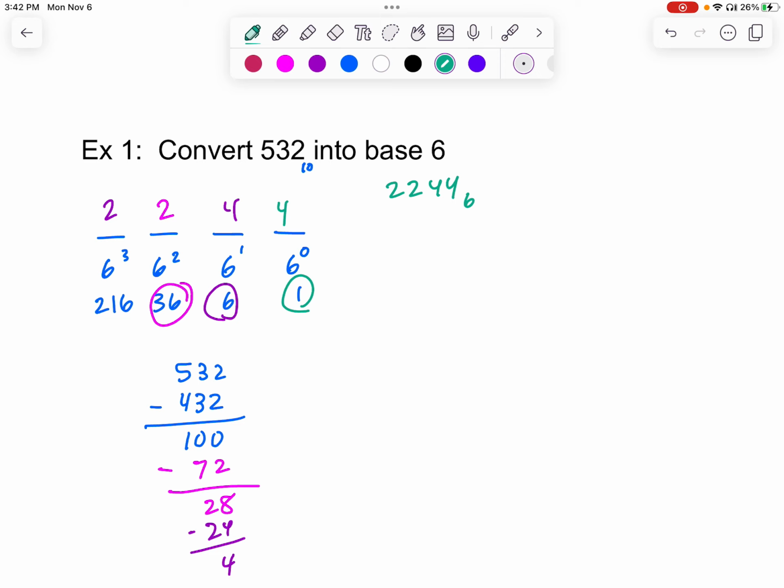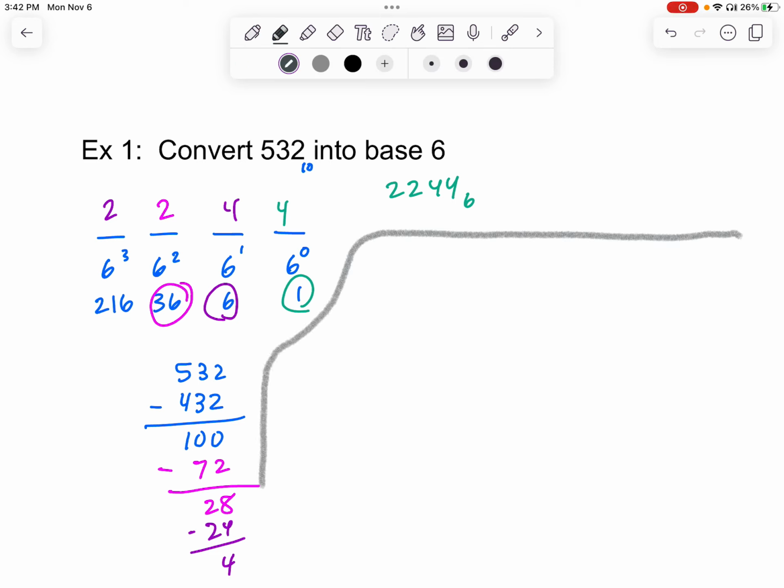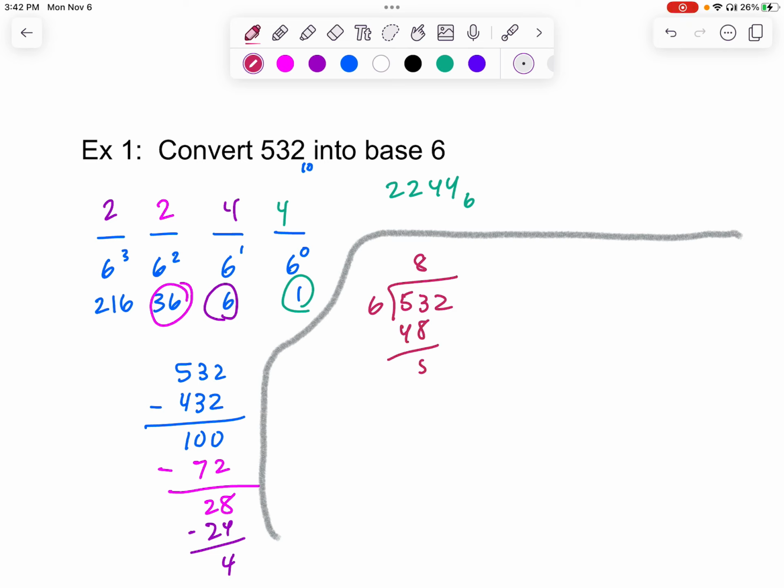Now, another way that you can think through this is you can say, all right, what if I just did repeated long division? That's another strategy. So if I were to do repeated long division, I'm going to take the number 532 and divide it by 6. So 6 goes into 53 8 times, leaving me with 52. Again, it goes in 8 times, leaving me with a remainder of 4. Now I'm going to keep that 4.